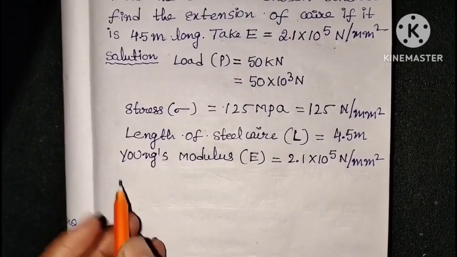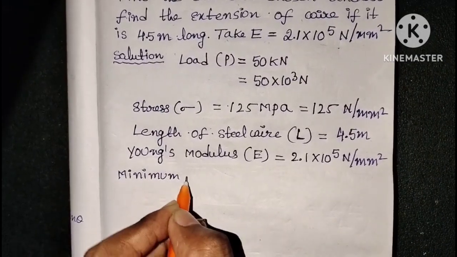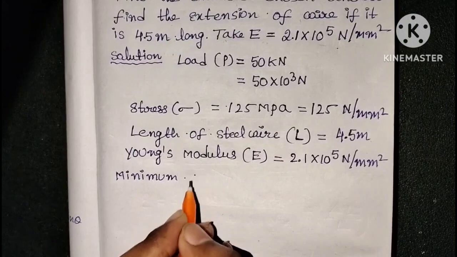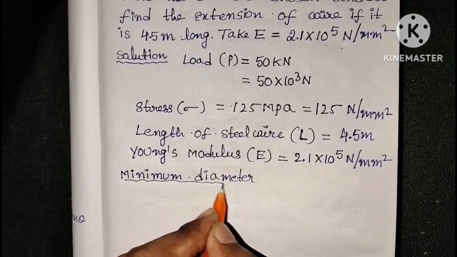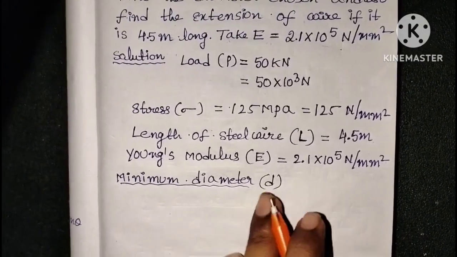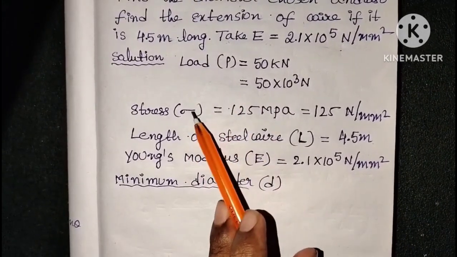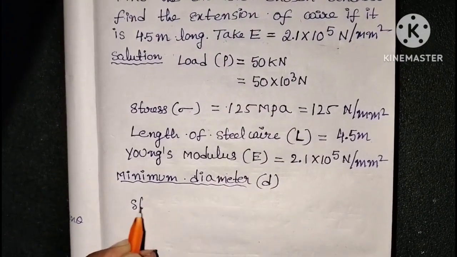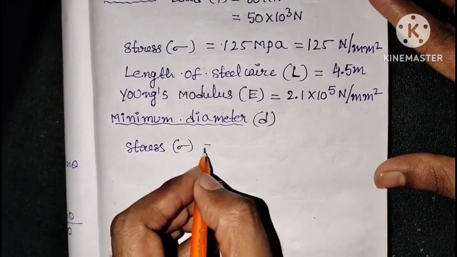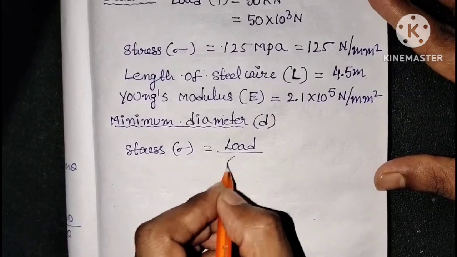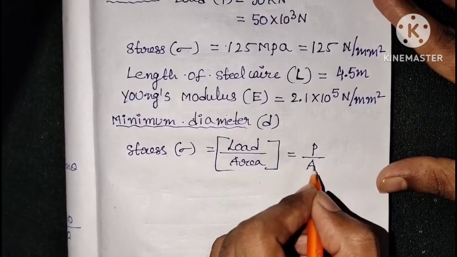So first of all, we need the minimum diameter. Let us find the minimum diameter. So generally diameter is denoted by small d. We need small d. So here sigma is given and load is given. So what is the relationship between stress and load? We know the stress according to Hooke's law, stress sigma is equal to resistance force by area or load by area. Load by area, so nothing but P by A. Area is denoted by capital A.